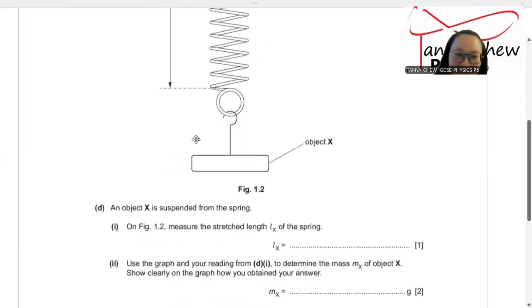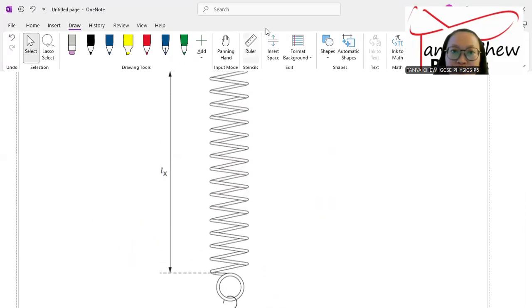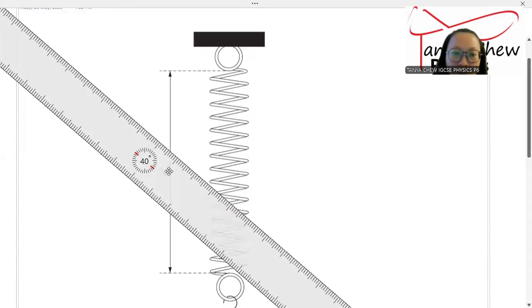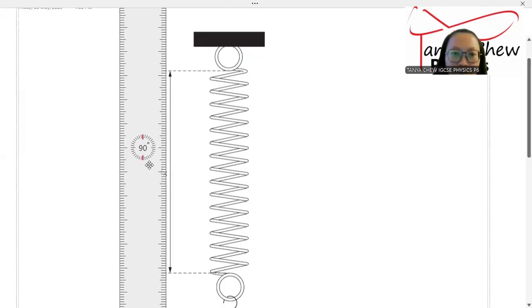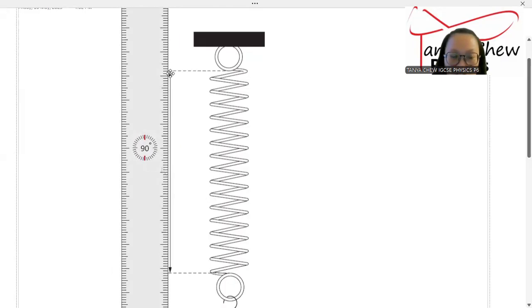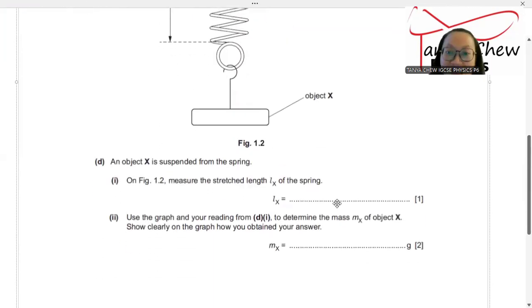Next one, part D. An object X is suspended from the spring. On Fig 1.2, measure the stretch length Lx of the spring. Right, what you need to do is just to take out your ruler. Make sure that ruler is as straight as possible. Just measure from the tip of the arrow to the tip of the opposite arrow, right? So the length that I measure is exactly 10 cm.